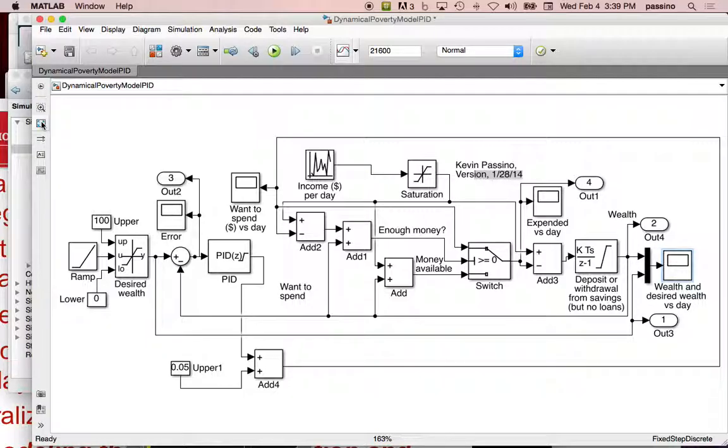So the simulation gives you the possibility of adjusting a number of things. In particular, you could look at theft of income. You can look at not following the spending advice. You can look at giving a raise to the person, and so on.